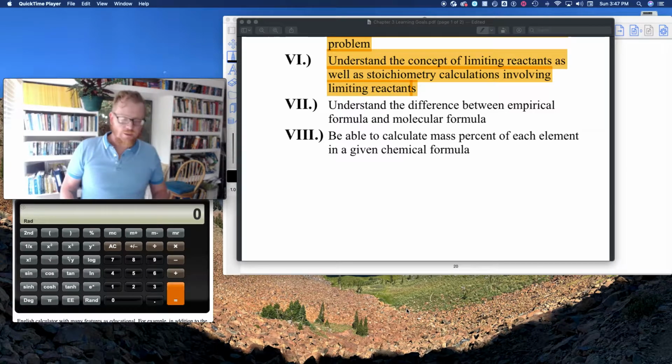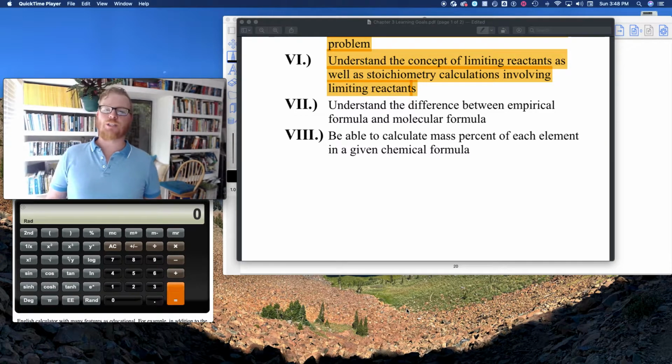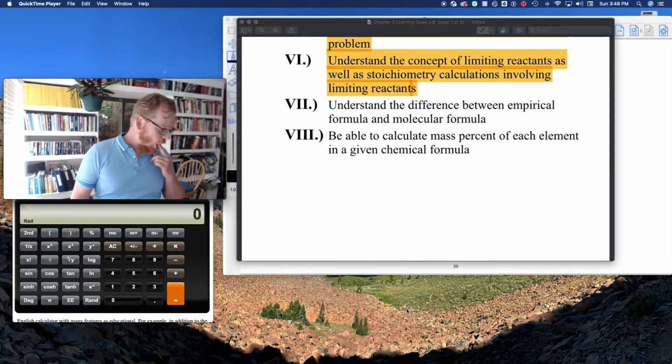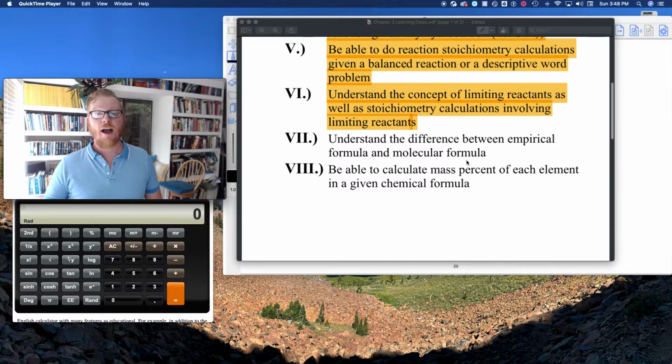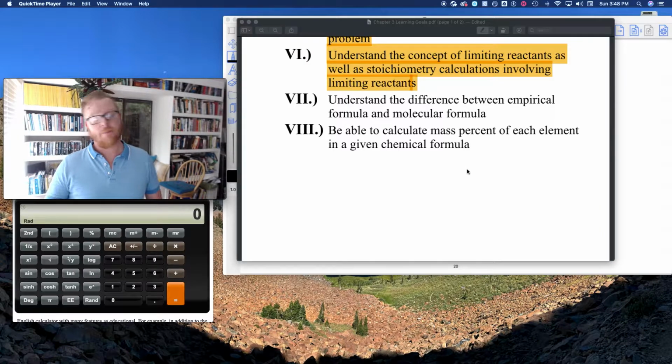Okay, folks, this one is the very last one for Chapter 3, I promise. And hopefully this should be short and sweet. So the last two learning goals that I'm going to talk about: understand the difference between empirical formula and molecular formula, and be able to calculate mass percent of each element in a given chemical formula.